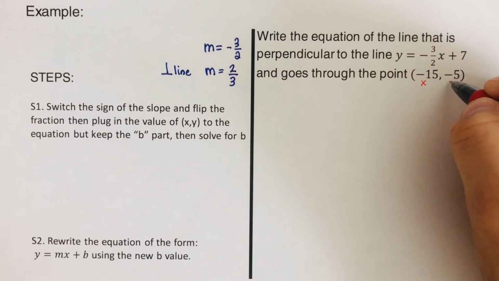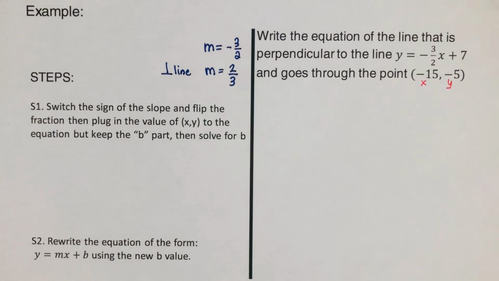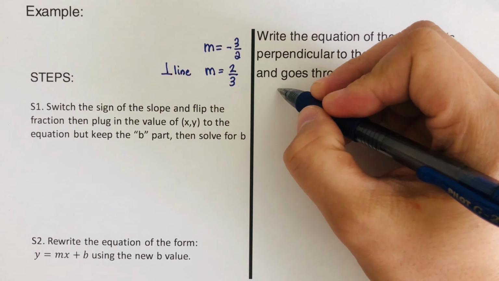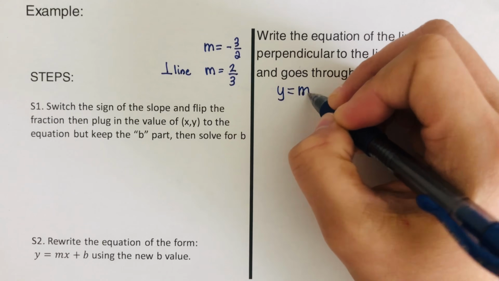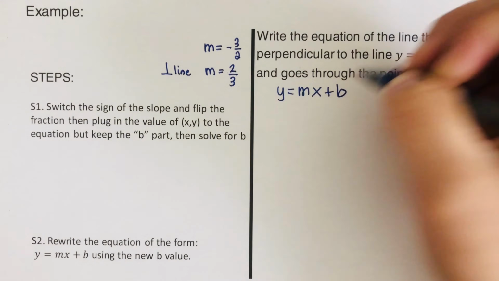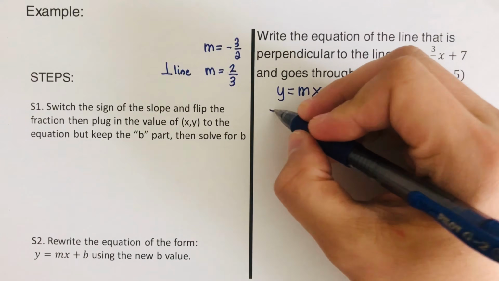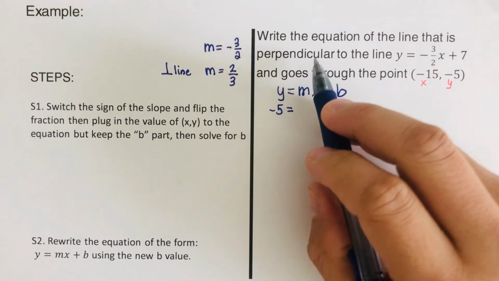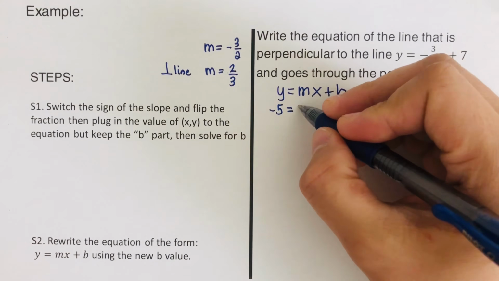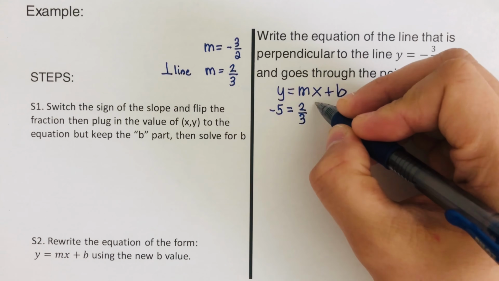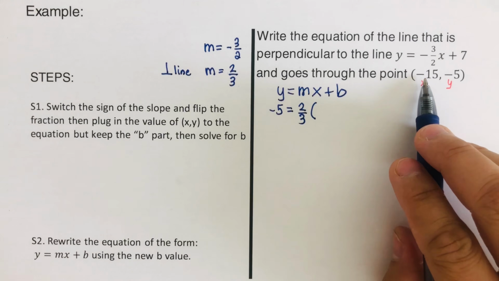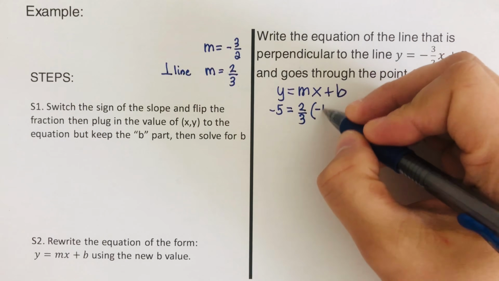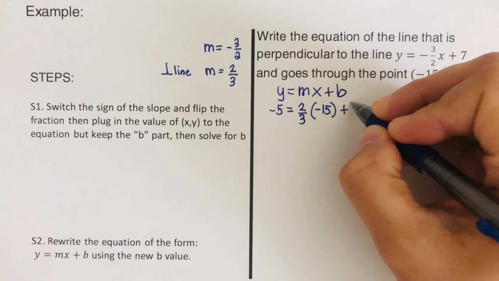Okay, so we're ready to label this as x and y. So this is our x, this is our y. And then we write the slope-intercept form. That would be y equals mx plus b. We plug these values in. Our y is -5. The m for the perpendicular line is 2/3. Then the x that we have on this coordinate is -15. So that's -15 plus b.